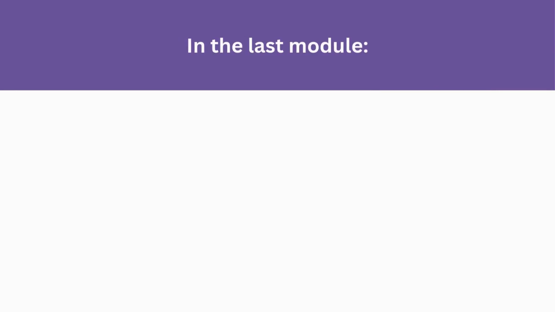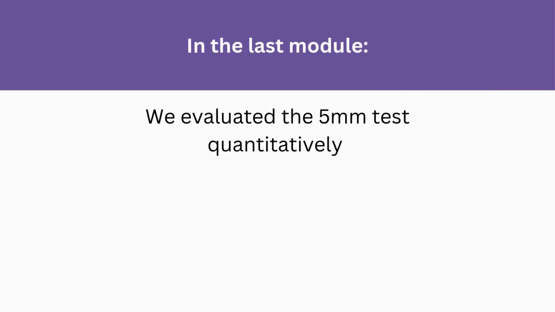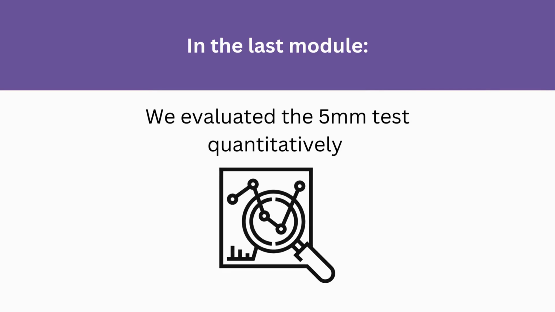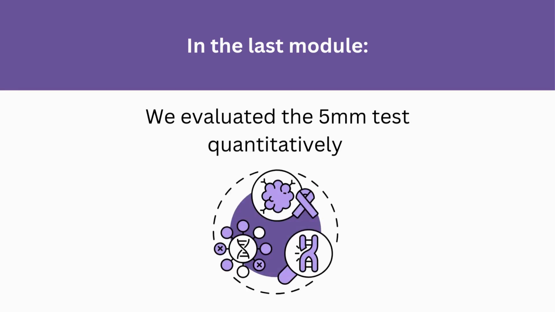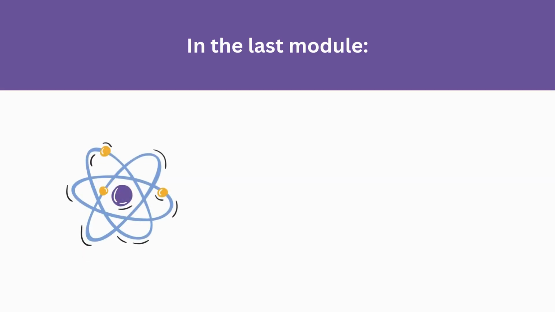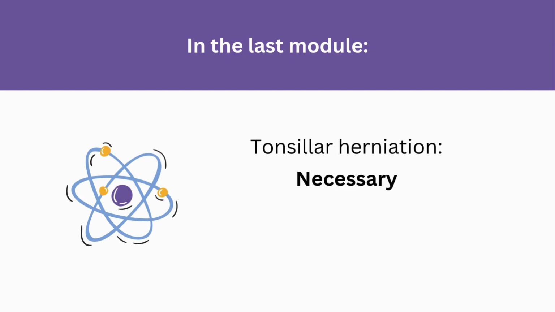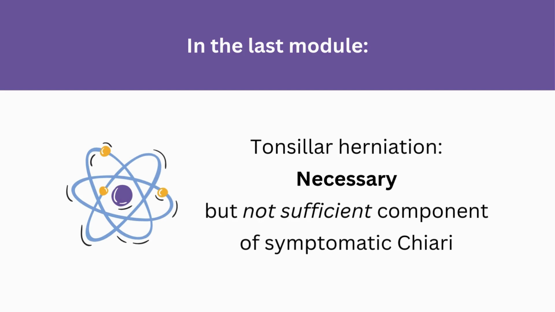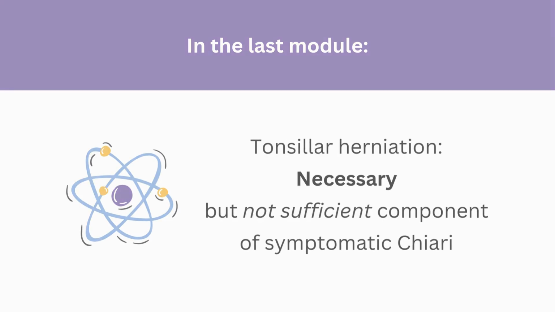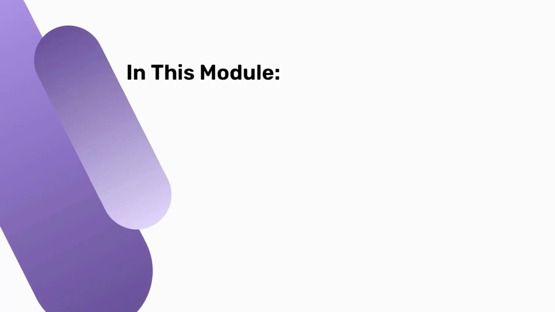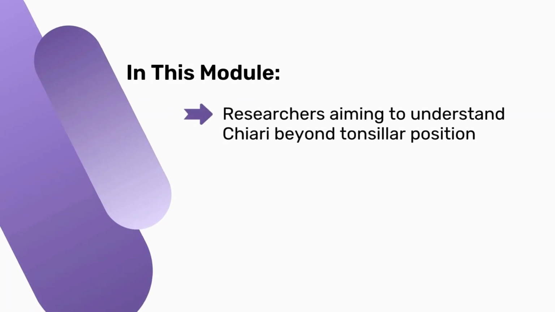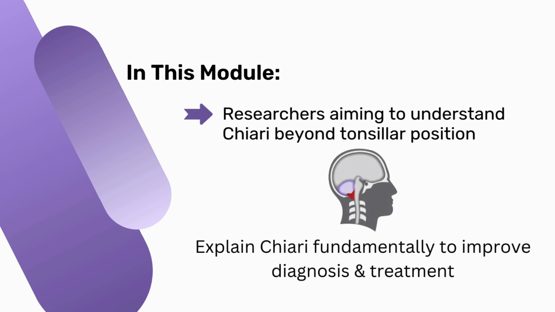Then, in the last module, we evaluated the 5 mm test quantitatively, as we would any other disease biomarker. In scientific terms, we found that tonsillar herniation is a necessary, but not sufficient, component of symptomatic Chiari. In this module, we will turn our attention to the efforts of researchers to go beyond tonsillar position in attempting to explain Chiari at a fundamental level and to improve diagnosis and treatment.